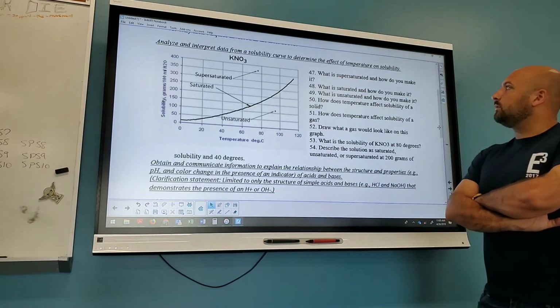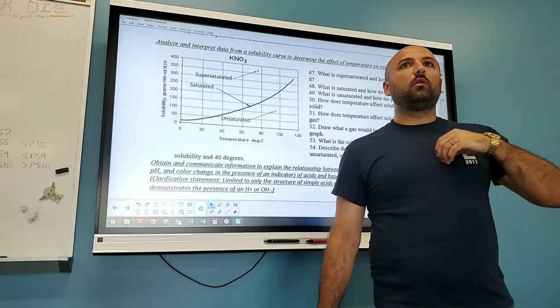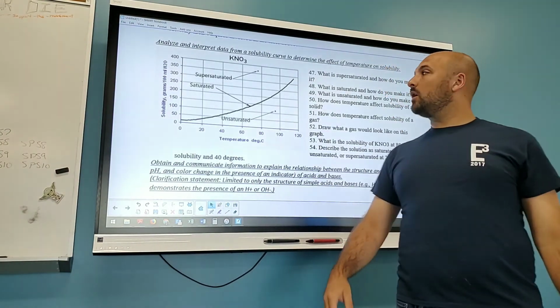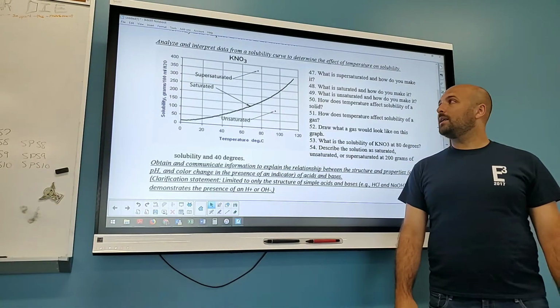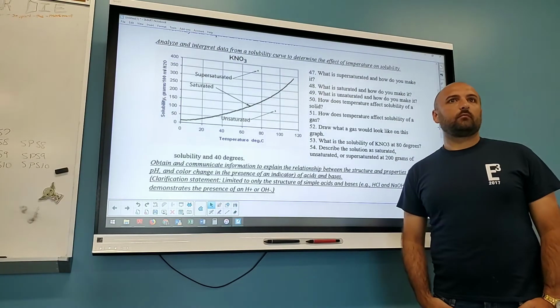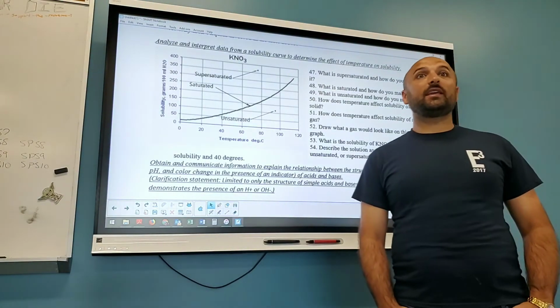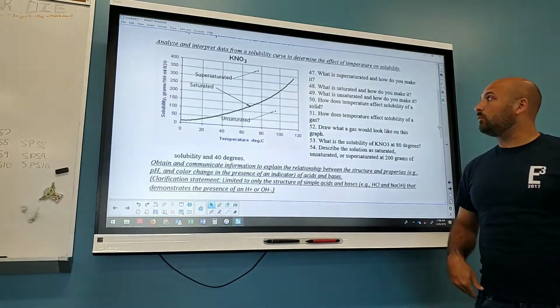What is saturated? The highest amount you can put in there, right? So how do you make it? Well, you just mix stuff in until no more dissolves, and it starts falling to the bottom. All right. What is unsaturated? Means I can put more in there, right? So that means I've stirred some in there and there's still room for more. So I can still add more in there, right?